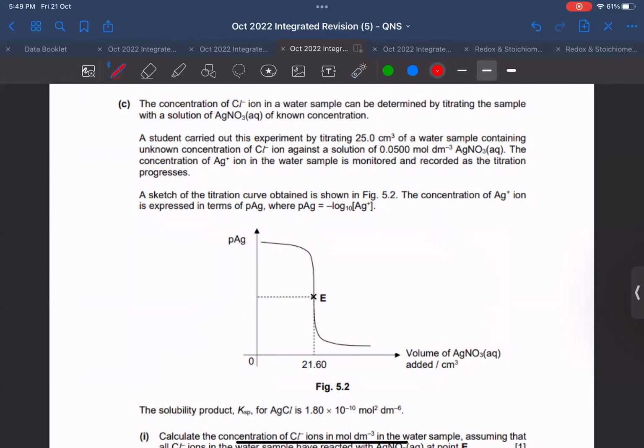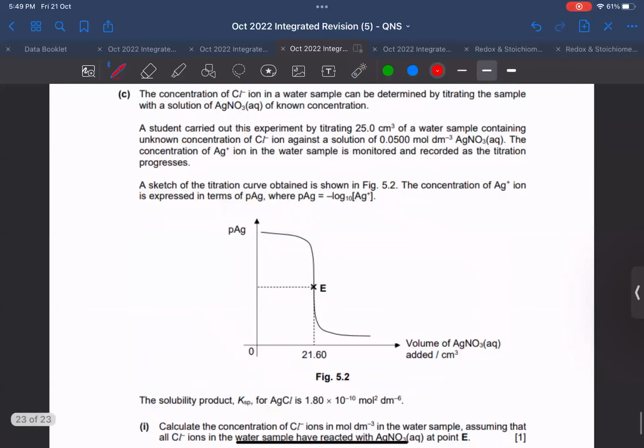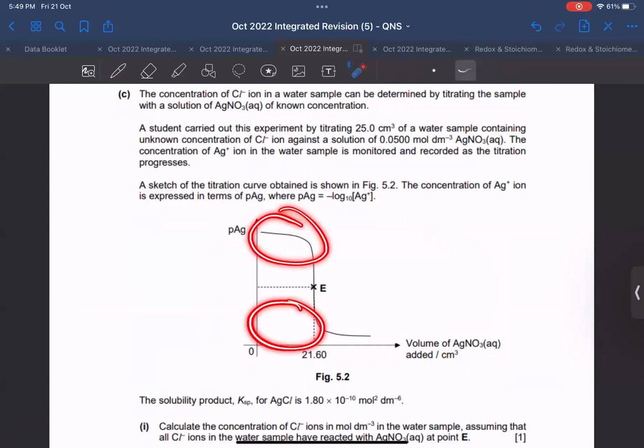But it is good to break down the curve first, to understand what you're getting into. So before I look at any question, let's just understand why this graph looks like this. Why does it start at the top and not at the bottom, for example? We know pAg is negative log Ag plus, and Ag plus is what we are concerned with. So when pAg is very high, that means the concentration of Ag plus here is very low.